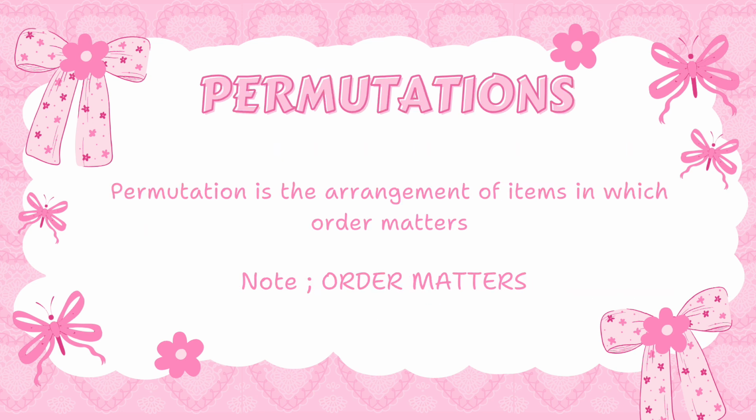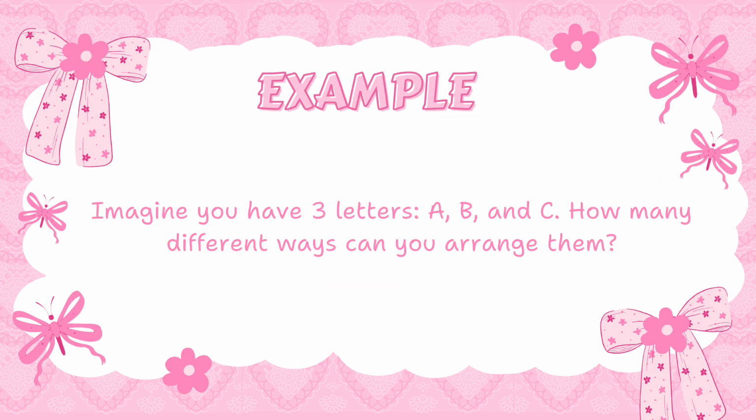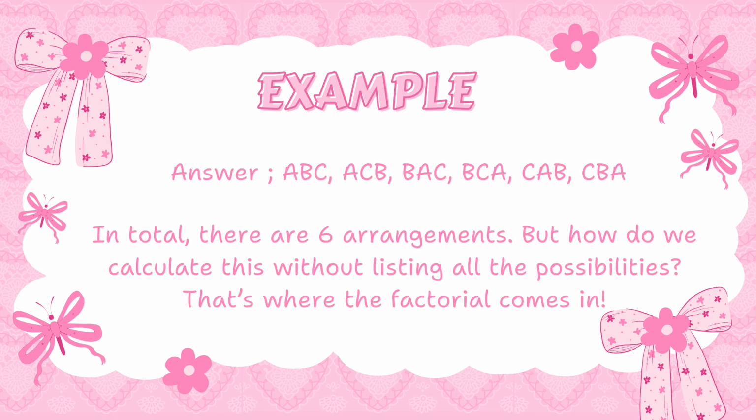Let's start with permutations. Permutation is the arrangement of items in which order matters. Note, order matters. Example, imagine you have three letters A, B, and C. How many different ways can you arrange them? The answer is ABC, ACB, BAC, BCA, CAB, and CBA. In total, there are 6 arrangements.